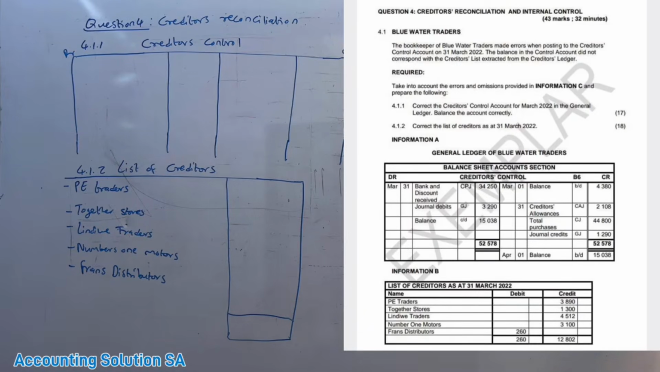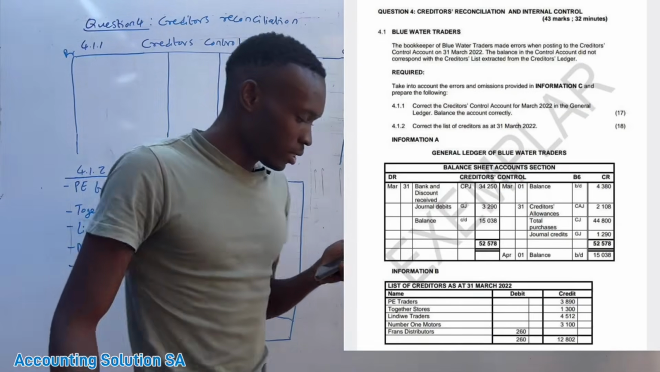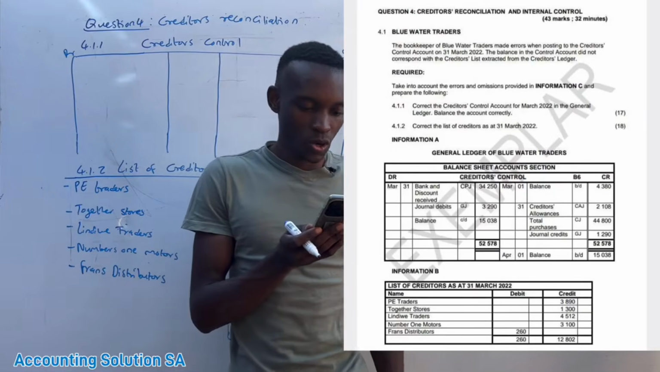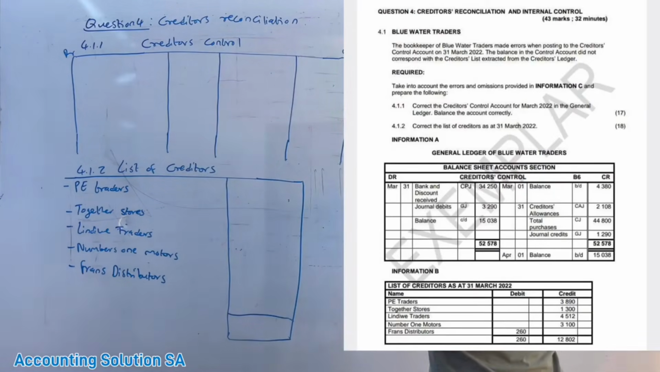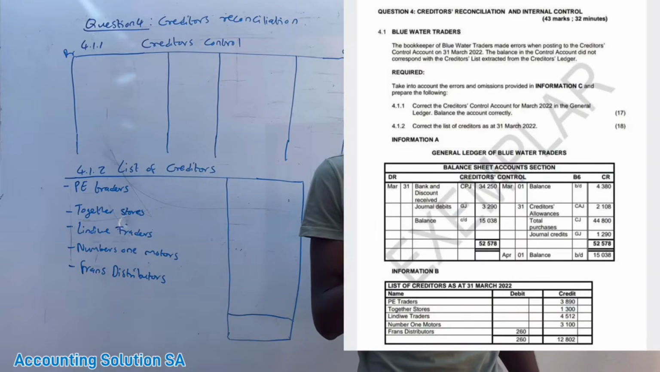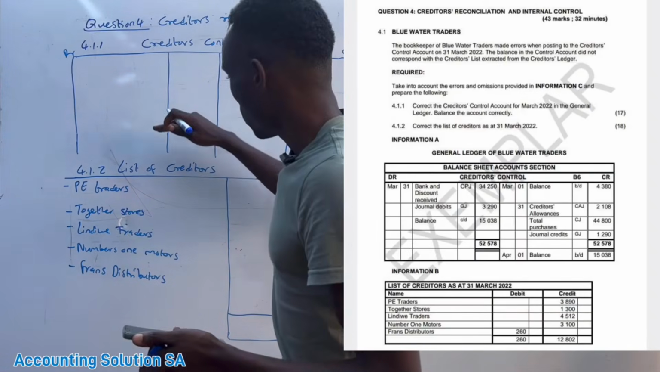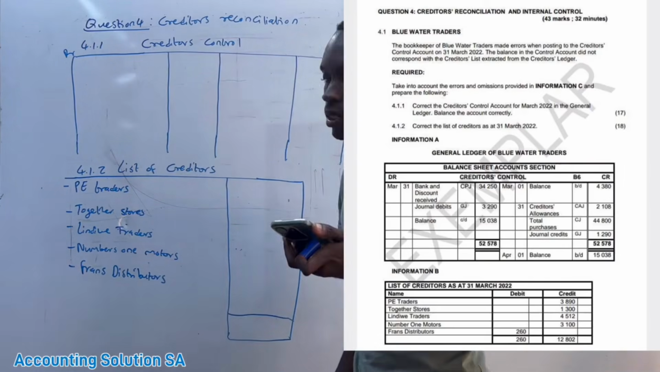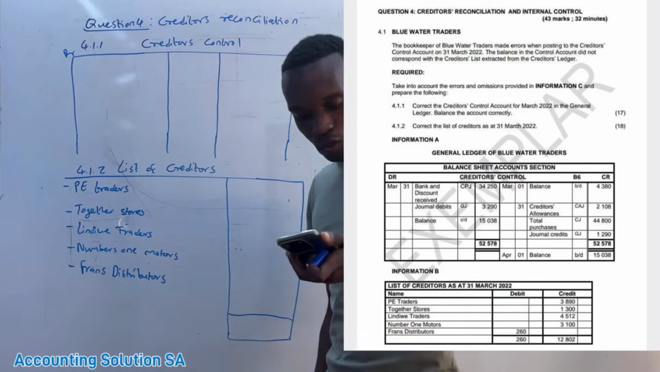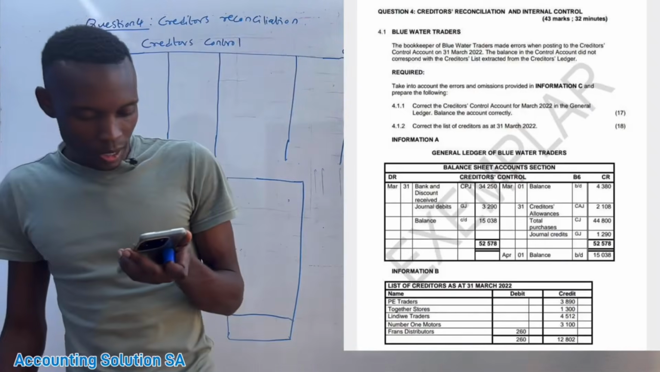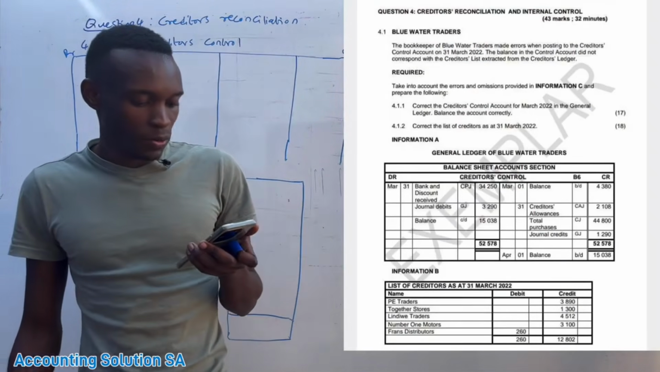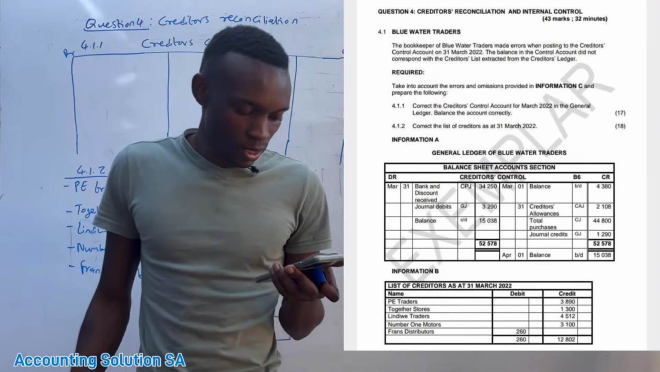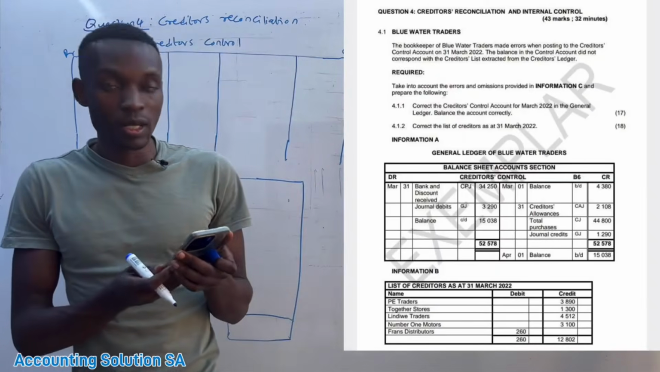Okay, so let's start. They said the bookkeeper of Blue Water Trader made errors when posting the creditors control account on 30 March 2022. The balance in the control account did not correspond with the creditors list extracted. In other words, the total here must be equal to the total under this one. Then required obviously is this one and this one. So it's information number A, guys. They give us a general ledger, which is not complete, which is not correct. It's 17 marks, and the list we're going to do gets 18 marks.